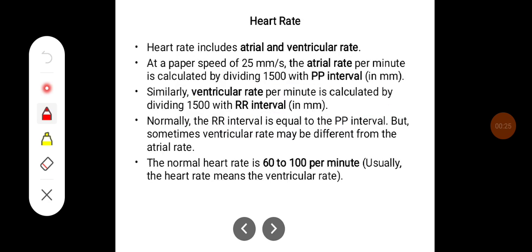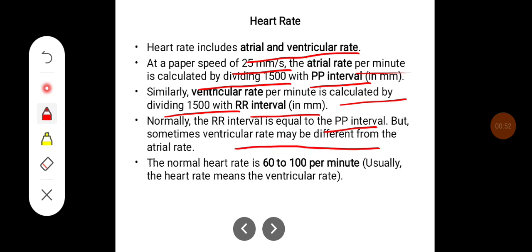The heart rate includes atrial and ventricular rate. At a paper speed of 25 millimeters per second, the atrial rate per minute is calculated by dividing 1500 by the PP interval, that is in millimeters. Similarly, ventricular rate per minute is calculated by dividing 1500 by the RR interval, in millimeters. Normally, the RR interval is equal to the PP interval, but sometimes ventricular rate may be different from atrial rate. The normal heart rate is 60 to 100 per minute. Usually the heart rate means ventricular rate.